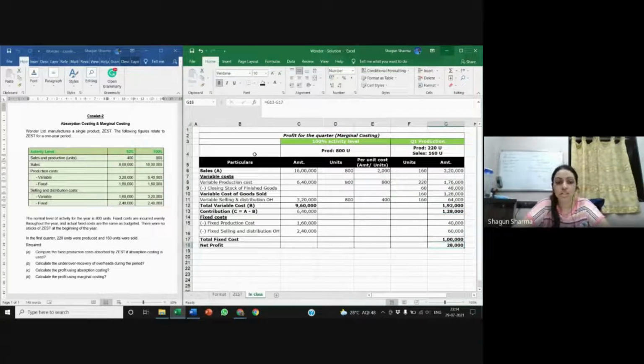All right, so I'll just give a small recap of everything we did. Our main structure was sales minus variable cost gives me contribution. Contribution minus fixed cost gives me profit. Within this, what happened is variable costs were of two types. There was a production cost and there was a selling cost. And within fixed costs, again, there were two costs. There was a production fixed cost and there was a selling and distribution fixed cost.